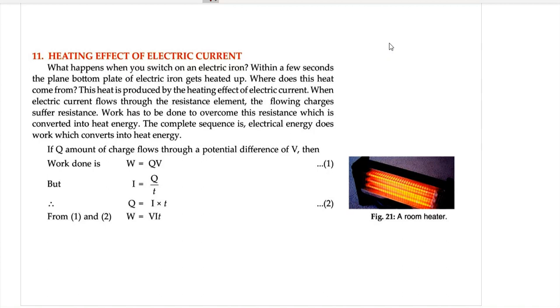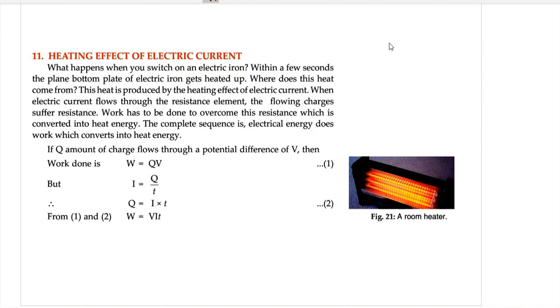Resistance can be as low as possible, but there will be resistance. The resistance will never be zero as in the case of superconductors. We cannot use superconductors in our day-to-day lives. So resistance will be there. And in order to overcome resistance, the current has to do some work. It has to spend some energy. And this energy is converted into some useful form and some non-useful form. That non-useful form is the heating effect.